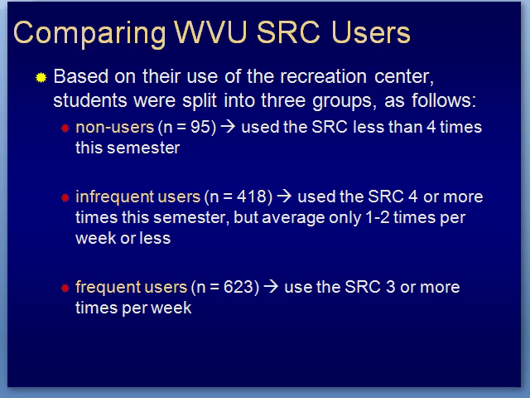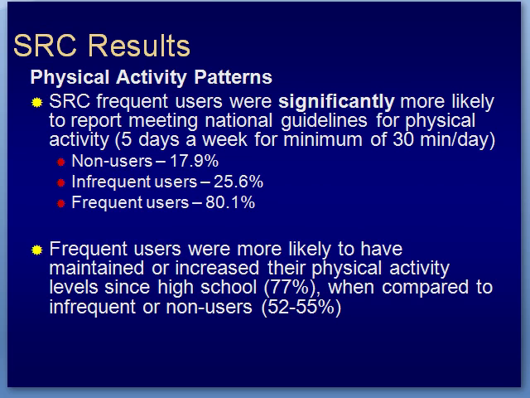Now, we did assess whether they exercise outside of the rec center or not, but it tended to be that the frequent users were the most active of the groups. So it wasn't, for example, that the infrequent users were exercising 5 times a week outside of the rec center. The frequent users were more than 3 times as likely to meet physical activity guidelines based on 5 days a week for 30 minutes. And if you look between the non-users and the infrequent users, they're really not too much different there. I mean, they're maybe 50% higher than the non-users, but both groups are substantially lower than the frequent users.